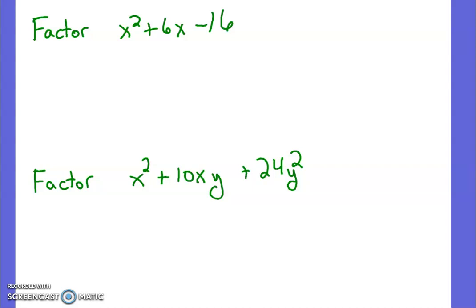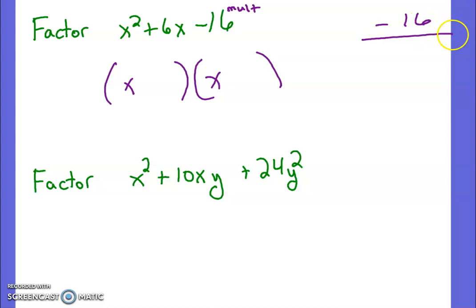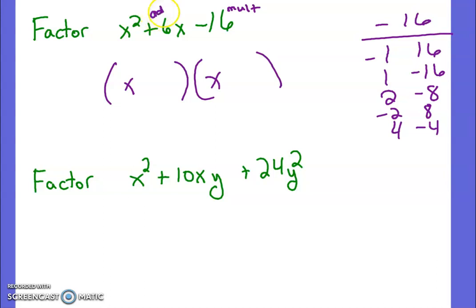All right, 2 last problems. All right, so here we're looking for 2 numbers that multiply together to give me my last digit. Again, if you need to list them out, list them out. So negative 1 times 16 and 1 times negative 16. 2 times negative 8, negative 2 times 8. And then we got 4 times negative 4 to be able to get to 16 as well. And only one of those will add together to give me my middle number, which is positive 6, and it's this guy right here. So negative 2 plus 8.